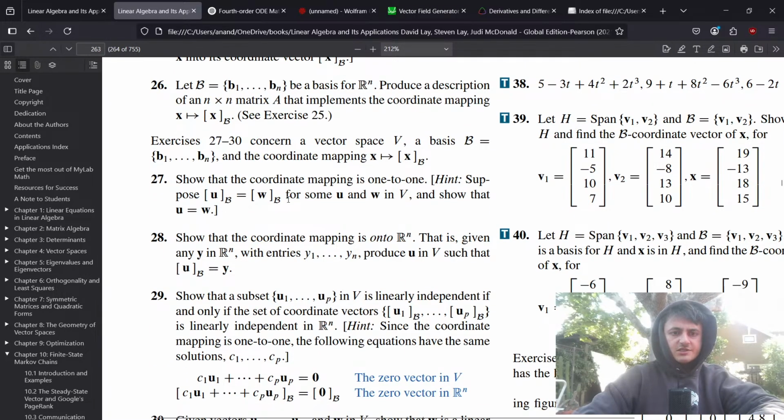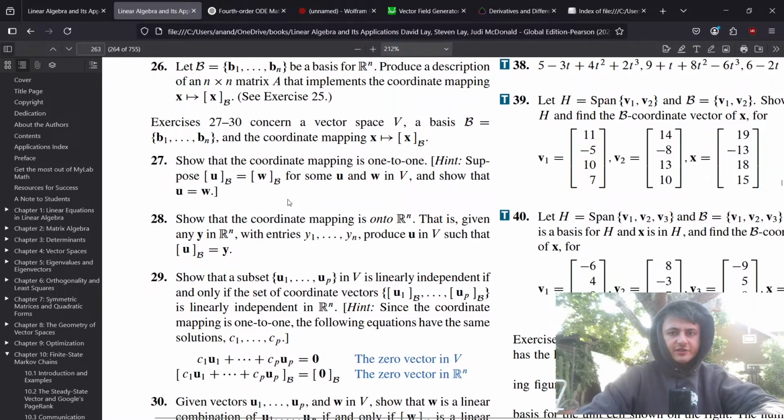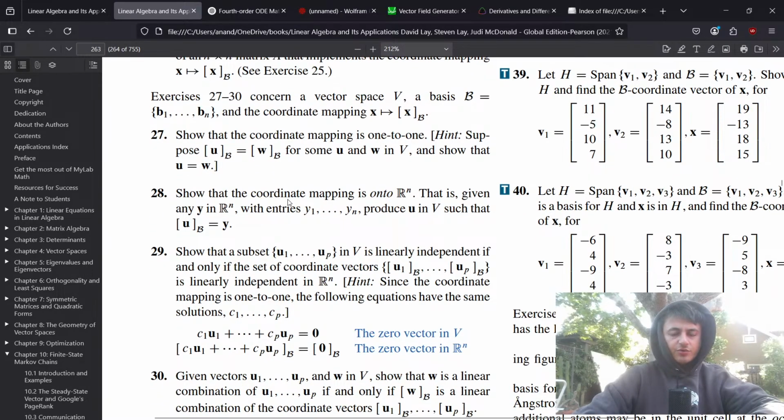All right, exercises 27 through 30 concern a vector space V and a basis B and the coordinate mapping from x to x relative to B. Show that the coordinate mapping is 1-to-1. So you suppose that u relative to B and w relative to B are equal for some u and w in V, and show that u is equal to w.